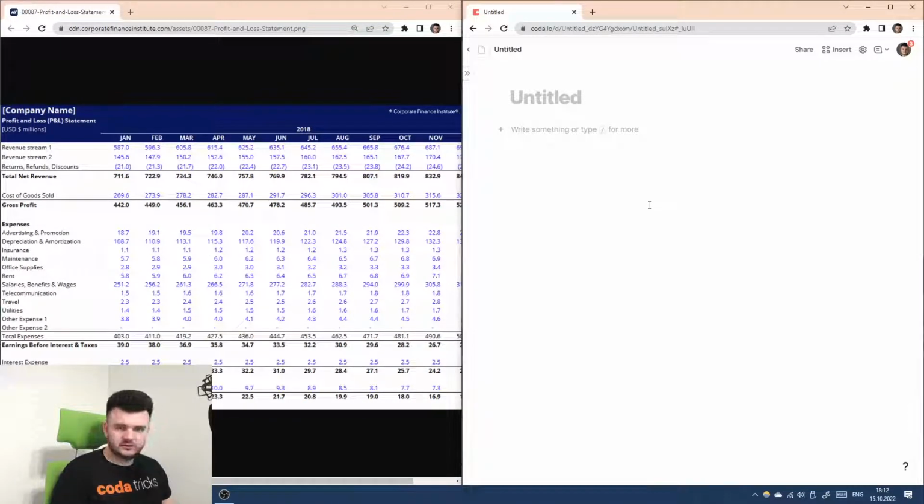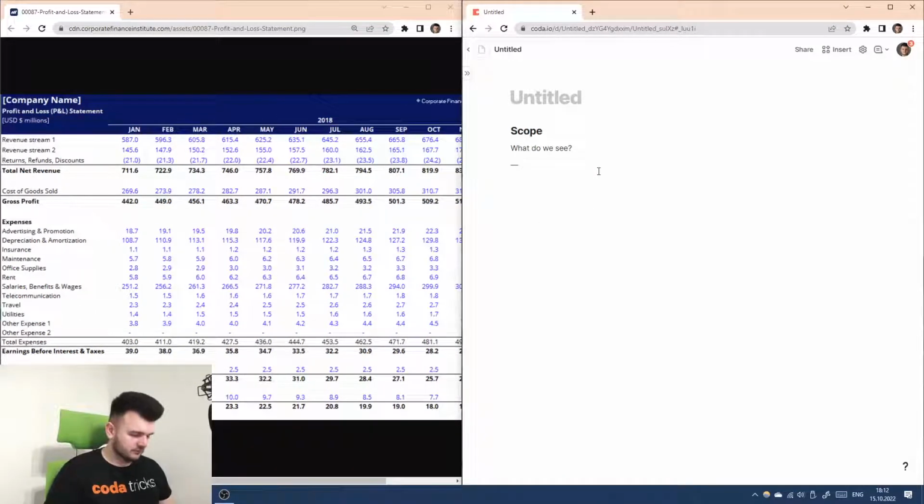So yeah, first, what shall we do? We shall outline ourselves some scope. Or actually, what do we see? We see some financial data. How is it used? It's used for consuming. So it's a report, right? This is a report. Read only, basically. So nobody expects anyone to go and edit numbers right here, right? So nobody expects you to go and change the numbers 152.6 to something else in this table.